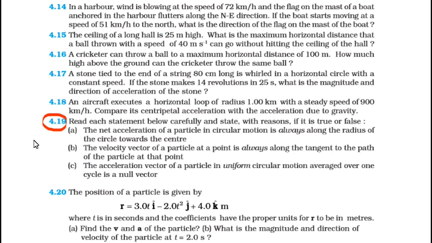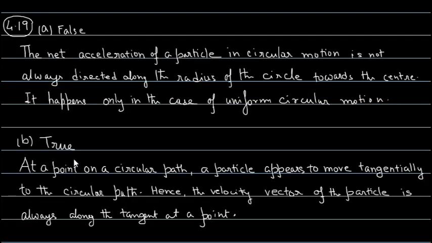So let us see. The first statement is false. Let us see the reason why it is false. The net acceleration of a particle in circular motion is not always directed along the radius towards the center. It happens only in case of uniform circular motion.